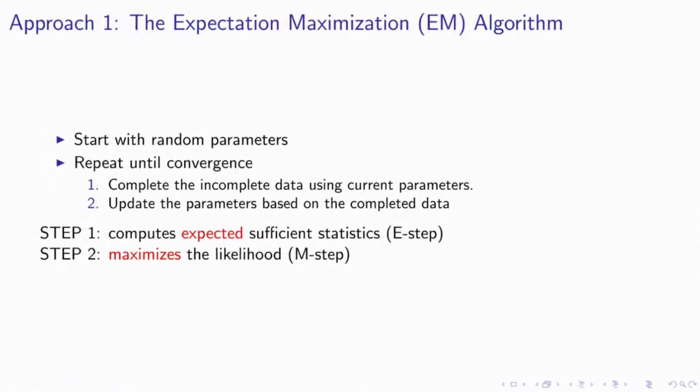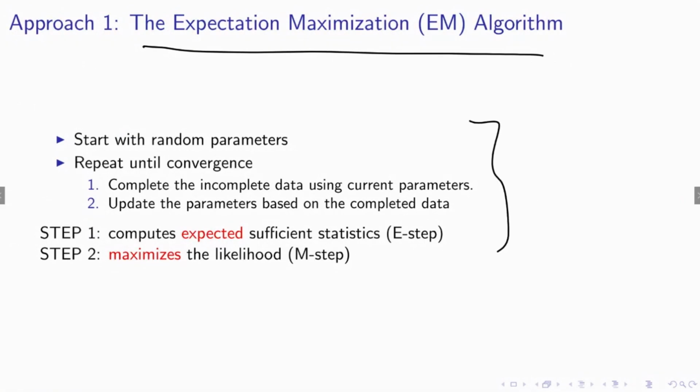So let's look at the first approach, called the expectation maximization approach, or the EM algorithm. As I've done before, I'm going to present the algorithm first, and then we will analyze the algorithm and look at its properties, including its complexity. So let's start describing the algorithm. The algorithm works as follows. As I said, this is an iterative approach.